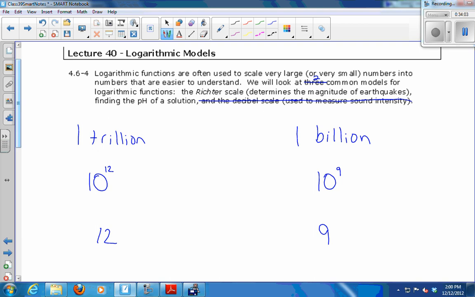So that's what a log scale does. It helps us compare numbers that are really big or really small by bringing them down to numbers that are easier for us to conceive of.